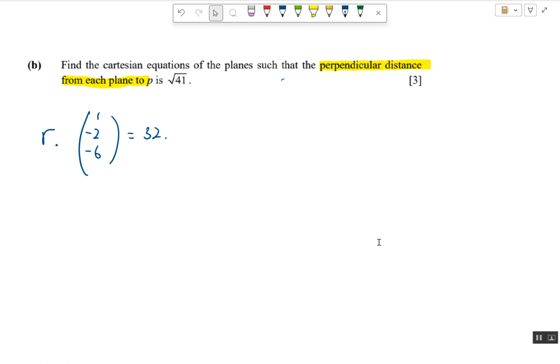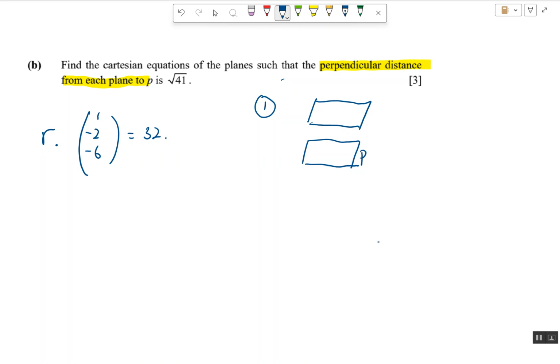Students actually have problems understanding how to find the perpendicular distance of another plane to each plane. First things first, usually when the question asks you for this kind, the two planes will always be parallel to each other, okay? Because the perpendicular distance from each plane to P is square root 41. Now, there are actually two planes.